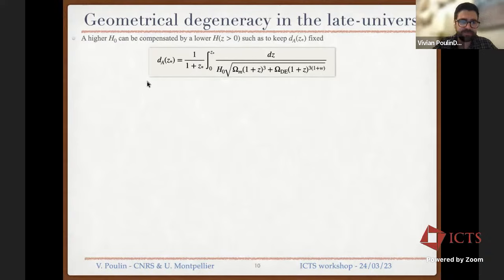So to be very clear again, the angular diameter distance can be explicitly written as an integral over the expansion history in the late universe. And you can see here the H0 parameter appearing. If I want to compensate for an increase in the Hubble parameter, I will have to decrease the fractional density of the various components. So I can either imagine a model where dark matter decays, for instance, such that there is less matter in the universe, or I can imagine a model where the dark energy density evolves with redshift. The simplest is to imagine that the equation of state is less than -1. So it's different from -1.